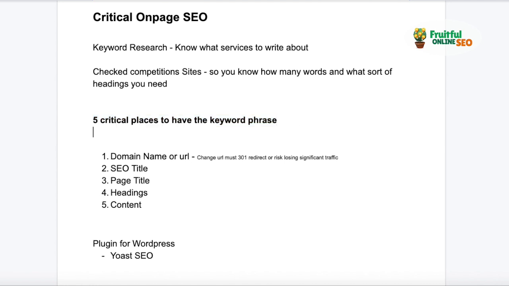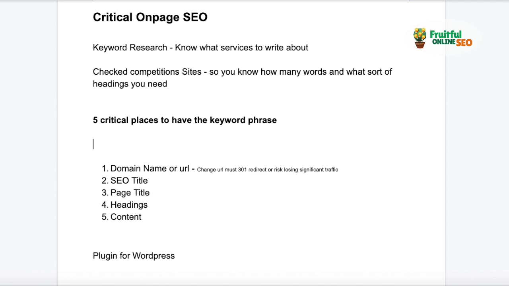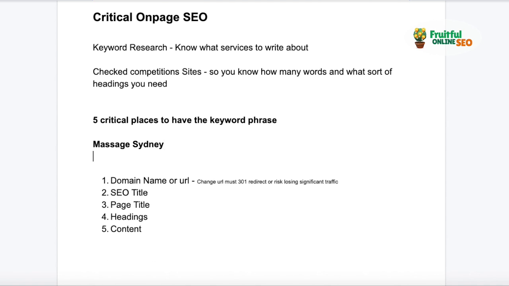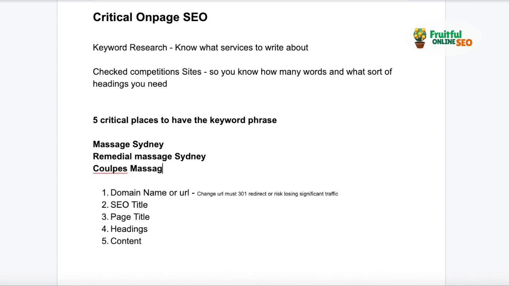So just say that you are a massage business in Sydney, and the main keyword phrase that you want to rank for is massage Sydney. Then you also have some other internal pages, like couples massage Sydney. Massage Sydney is the first one, because that's potentially the biggest keyword phrase, and then maybe remedial massage might also be one. You see how massage Sydney is actually part of these keywords as well.